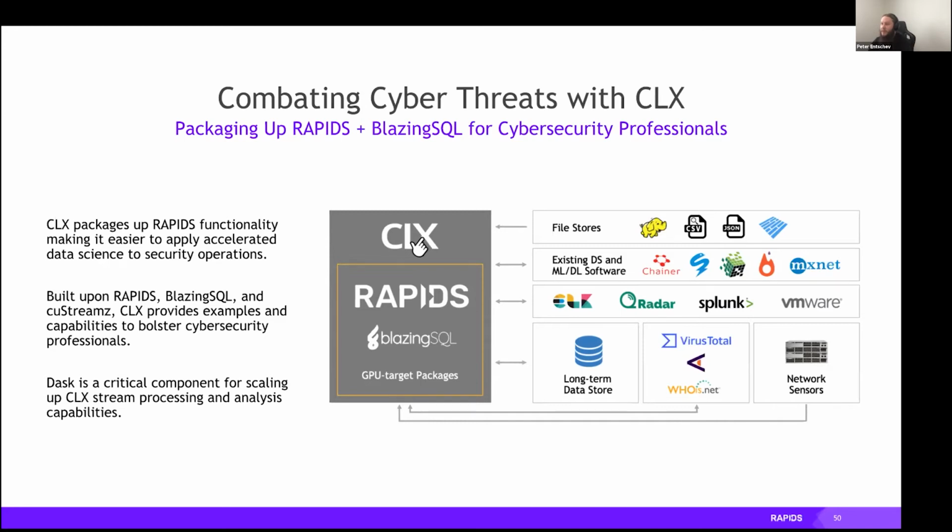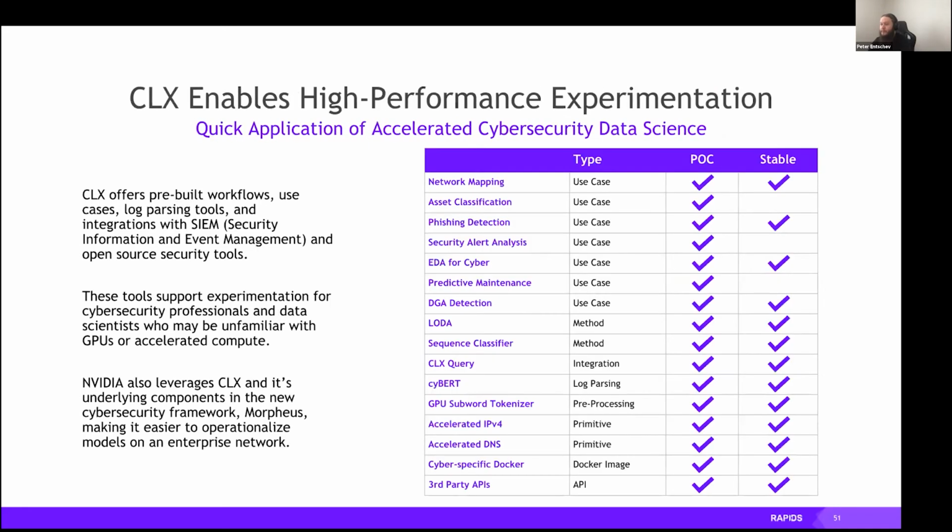As with other Rapids software and tools, Dask is a critical component to CLX. It allows it to scale stream processing and analysis capabilities. So again, it's a very important piece of Rapids. On the right side, on this slide, we have a table containing several of the examples that CLX includes today. These examples allow cybersecurity professionals and data scientists to easily experiment.